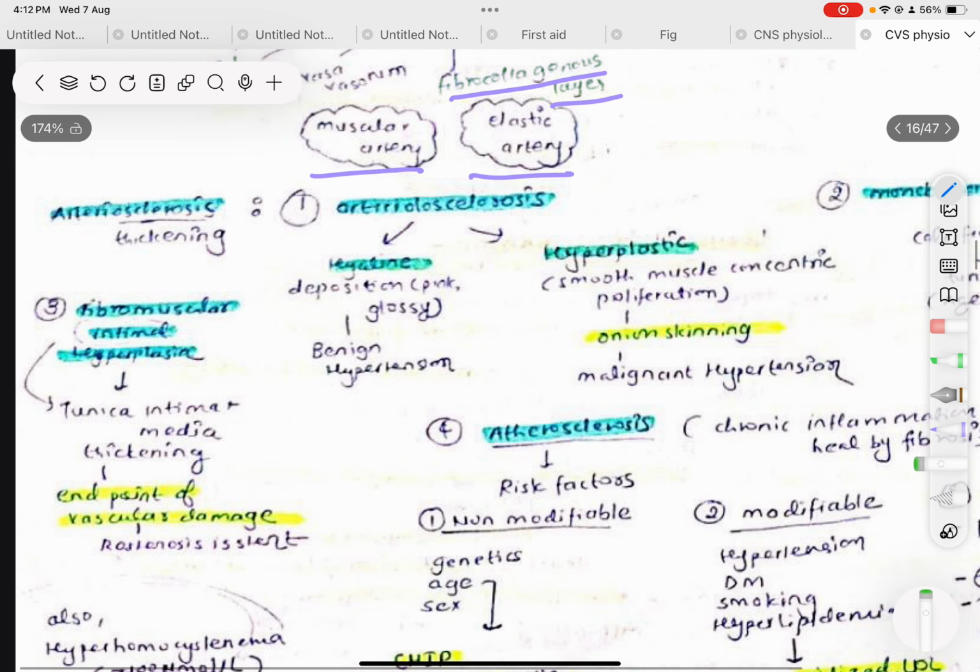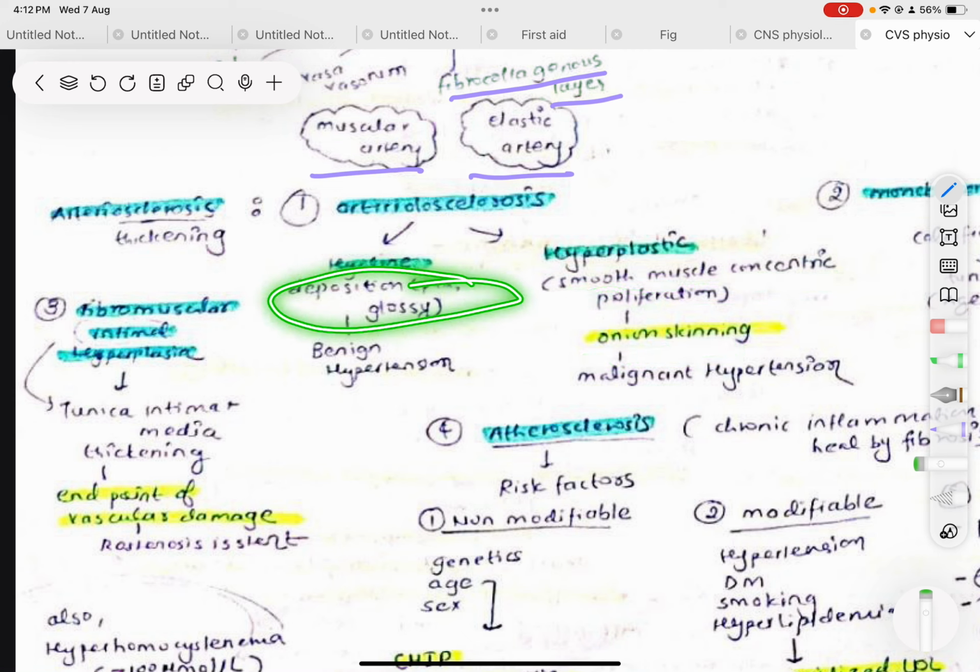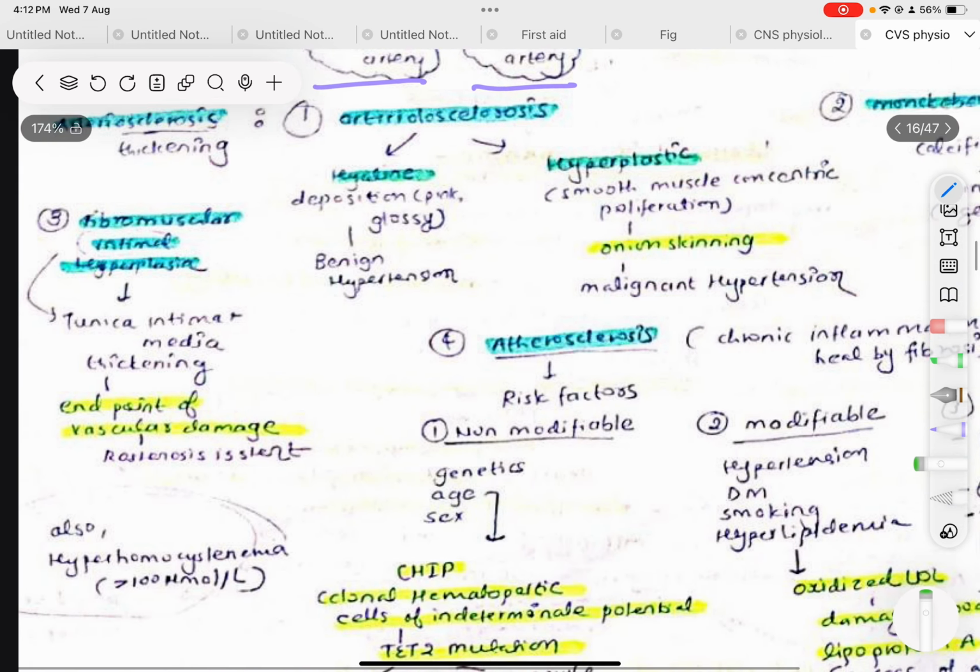And the diagnostic finding is, in hyaline there will be pink glossy deposition of hyaline material, while in hyperplastic there will be onion skinning. Why? There is also smooth muscle proliferation happening. Here this just hyaline material, that is pink glossy, is deposited, but here smooth muscle proliferation is happening due to malignant hypertension. That's why onion skinning will be there.